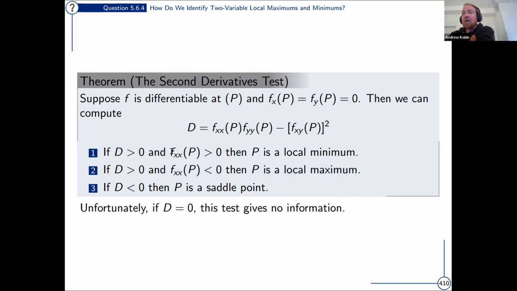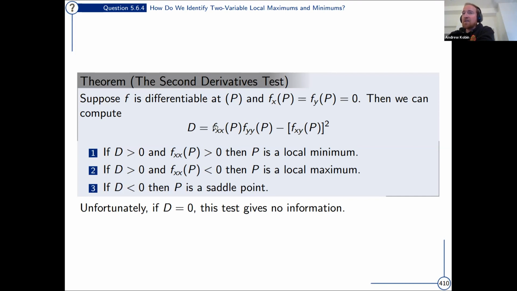And again, I want to reiterate, if for some reason it's easier to compute the second part of this statement using fyy, you're free to do so. The same conclusion holds, even though the slide doesn't say it. So if fyy is negative, that's a downward sloping, concave down shaped function, and we'll have a local maximum. On the other hand, D also detects saddle points, because if D is a negative value, then P turns out to always be a saddle point.